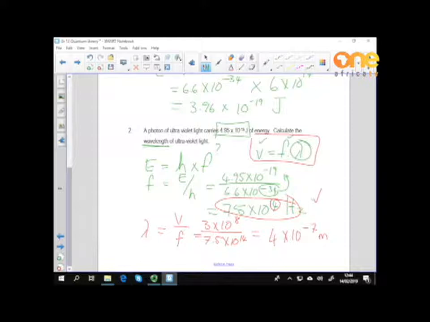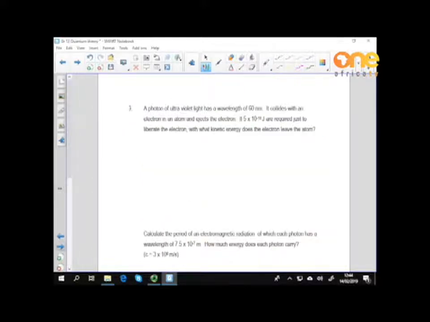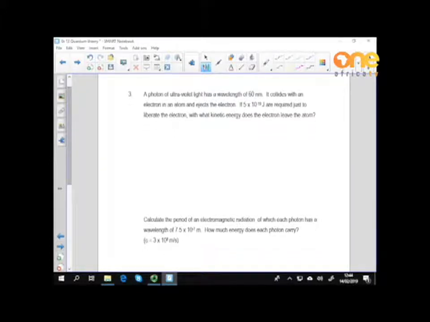All right, the next one, question 3. A photon of ultraviolet light has a wavelength of 60 nanometer, 60 times 10 to the power minus 9. It collides with an electron in an atom and ejects an electron. 5 times 10 to the power minus 19 joules of energy are required to liberate the electron. With what kinetic energy does the electron leave the atom?